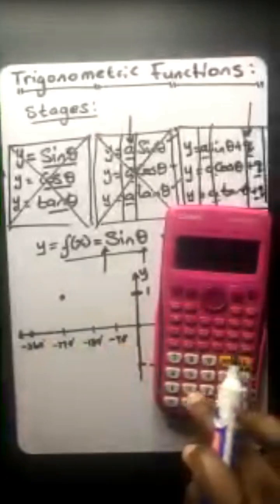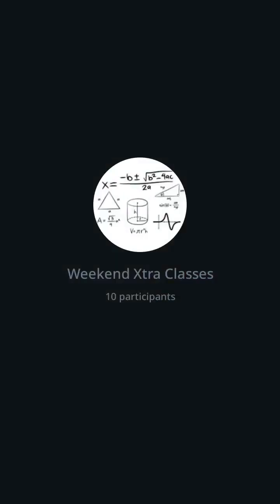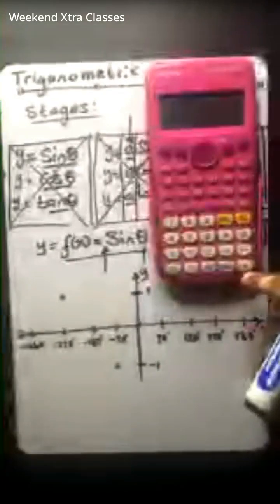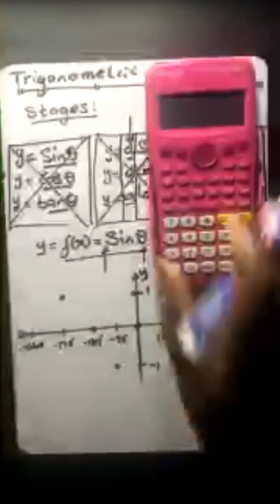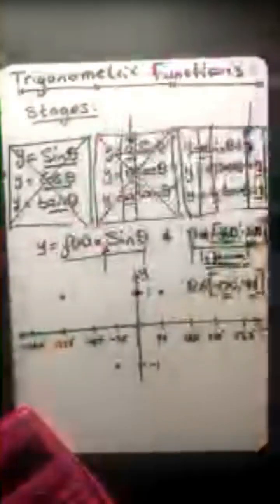We go to negative 90, then you put negative 90 there. It gives you negative 1, which is there. Under negative 90 is negative 1. Let's go to 0. At 0, it's 0. You put a dot at 0. Let's go to 90. At 90, it gives positive 1 there.